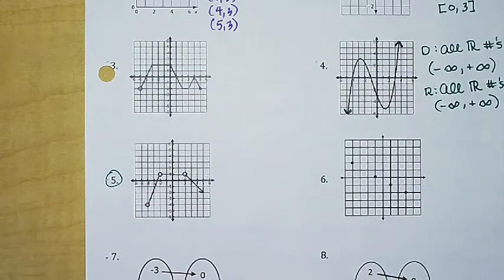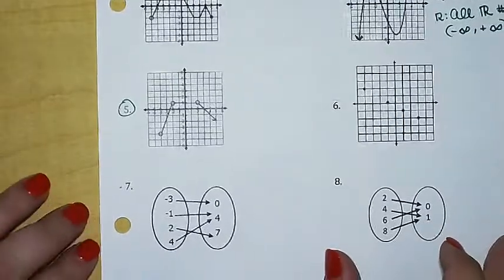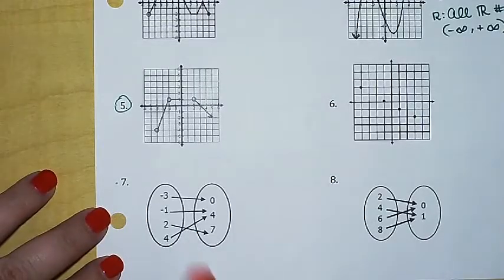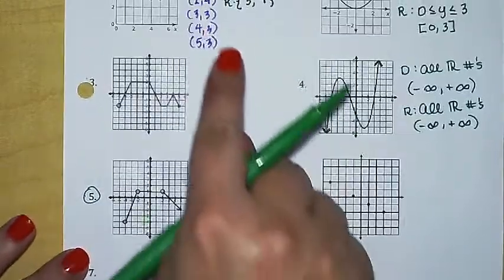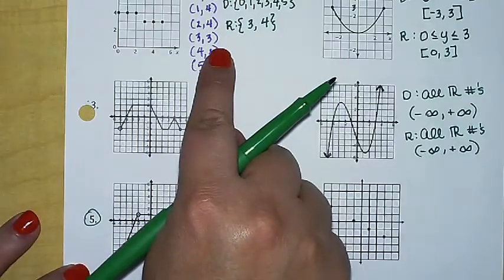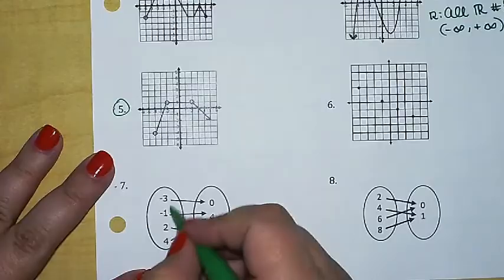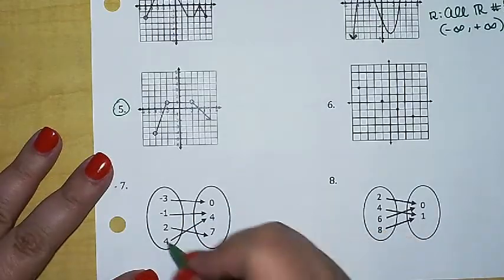I'm going to finish out with a mapping diagram here, and then we'll go to the back and do some word problems. So let's take a look at number 7. If you take a look on number 7, this is a mapping diagram. Anytime you have a mapping diagram, it's going to be a listed domain and range. Okay, it's exact specific numbers. It does not have everything in between. It's not a connected graph.